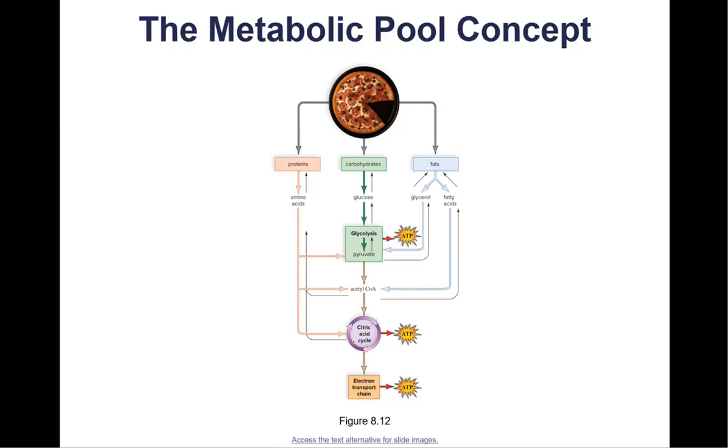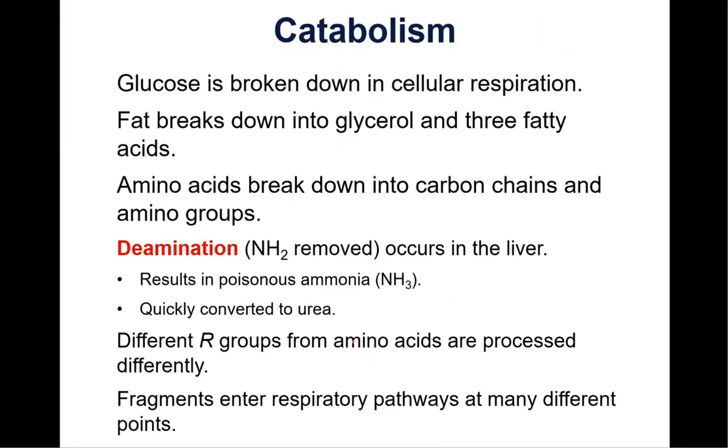We tend to learn cellular respiration from the standpoint of glucose, but it's not always glucose. Sometimes it's amino acids and sometimes it's fatty acids. Okay, catabolism are all the breakdown reactions in the body. Glucose is broken down in cellular respiration. Fat breaks down into glycerol and fatty acid. Amino acids break down into carbon chains and amino groups.